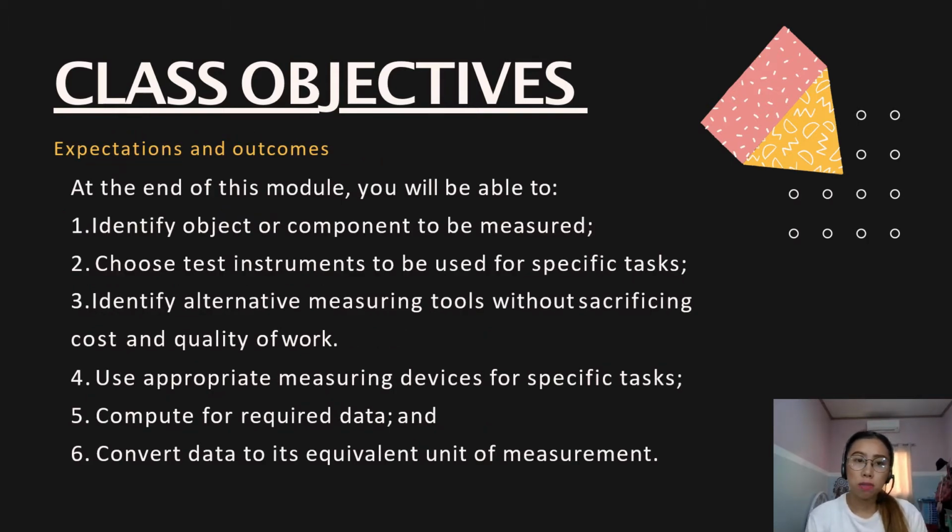For the class objectives, at the end of this module, you will be able to: one, identify the object or component to be measured; two, choose test instruments to be used for a specific task; three, identify alternative measuring tools without sacrificing cost and quality of work; four, use appropriate measuring devices for a specific task; five, compute for required data; and the last one, convert data to its equivalent unit of measurement.